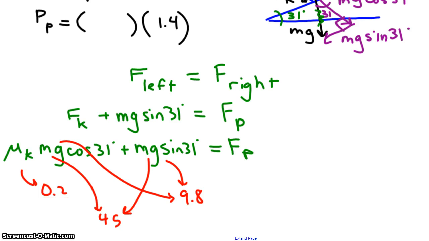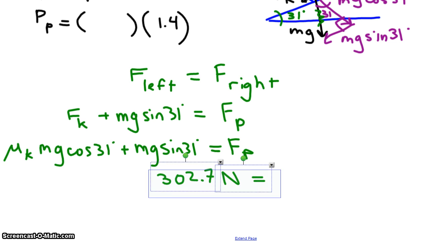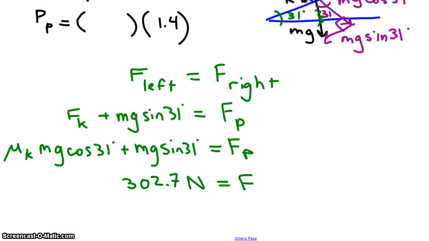So I'm going to plug this into my calculator, and let's see what Mr. Buttons tells me. Alrighty, 45 times 0.2 times 9.8 times cosine 31 plus 45 times 9.8 times sine 31. What do we get? This all comes out to 302.7 newtons. Whoops, where'd my N? Newtons. Force is measured in newtons. Yes, it is. And that is the person's force.